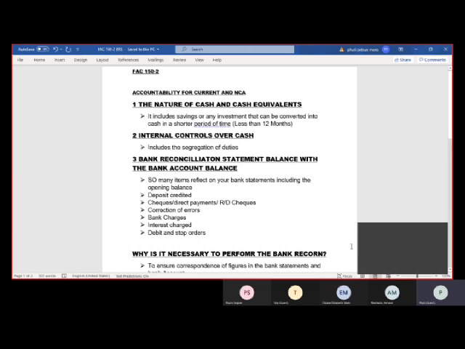If you look at your own individual bank statement, despite the company that you'll be working for, you're going to see this kind of list of items that I've just read to you, which include your opening, your deposit, your checks, your corrections, if there are bank charges, interest charges, stop orders, and debit orders, if you do have those.